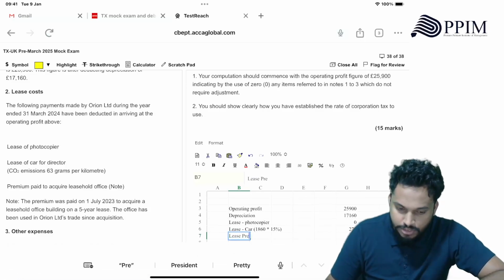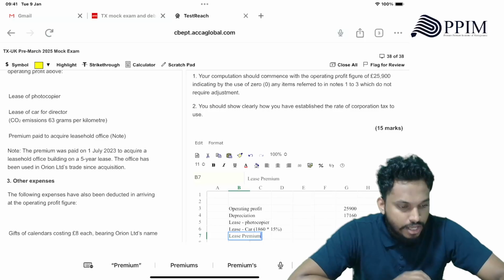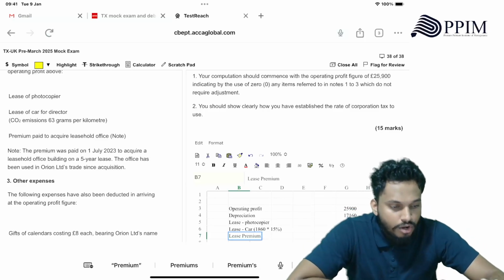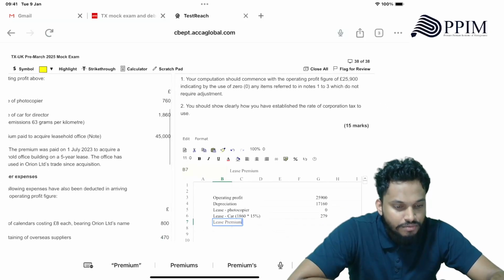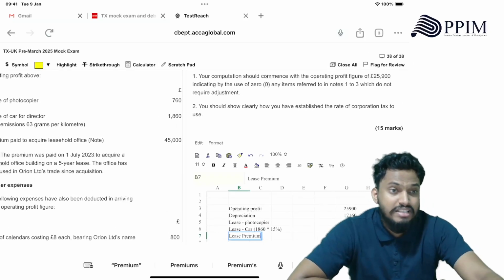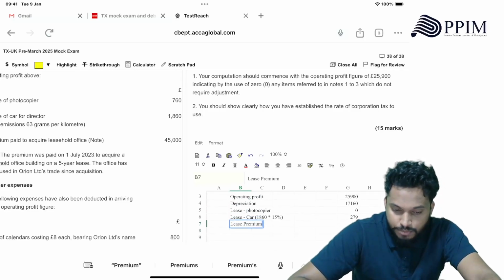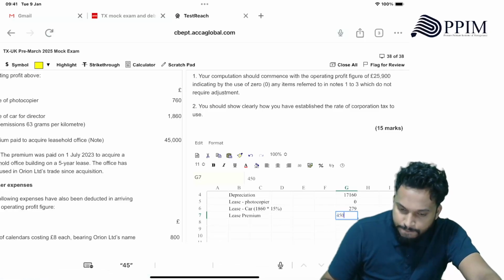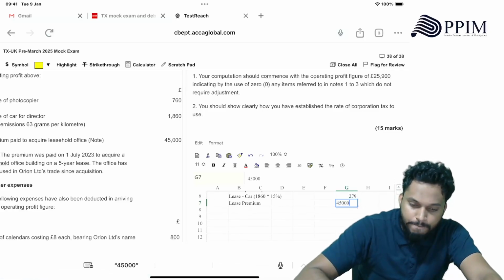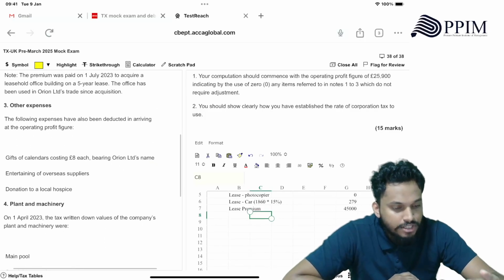So when it comes to a lease premium, what they are saying is you are having the leasehold office for how much? 45,000. So this is not an allowable expense. This is a disallowable expense. However, when it comes to lease premium, first you can add it, and then you can determine the adjustments. Every year they are asking us for lease premium adjustments, right?